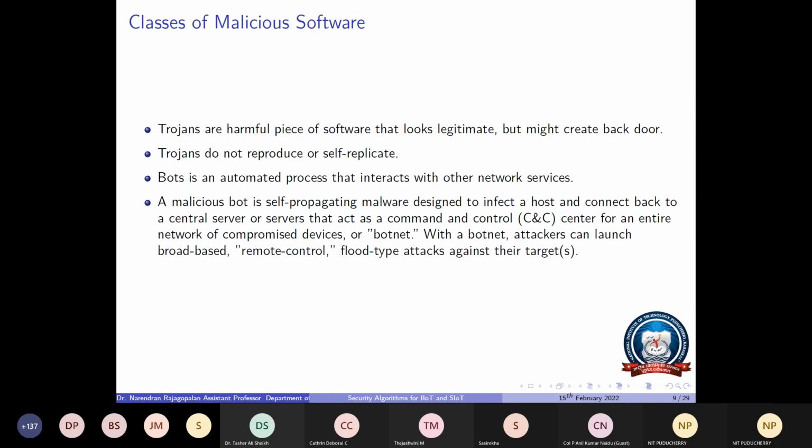Bots basically are automated processes that interact with other network resources, which try to do a flooding type of attack on a specific target.